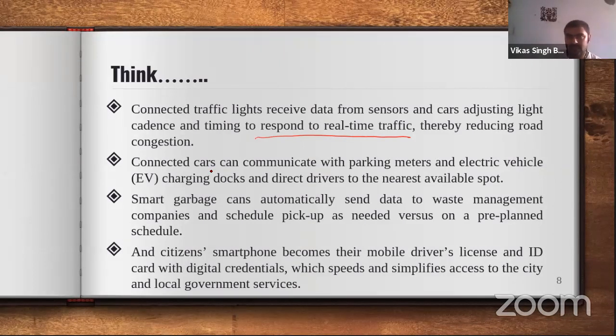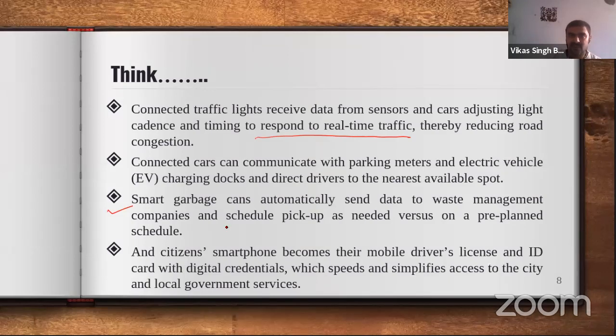The electric vehicle will be the main parameter which will help in increasing the smartness in a smart city, or increasing the use of electricity in smart cities. Then one example that I have already mentioned: smart garbage cans will automatically send data to waste management companies, and then the waste management company will come and pick up that waste. This will be a scheduled pickup.